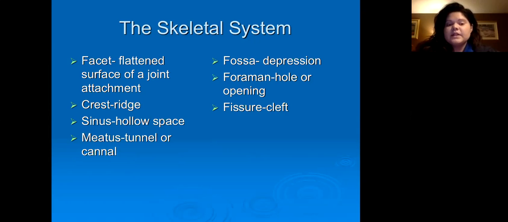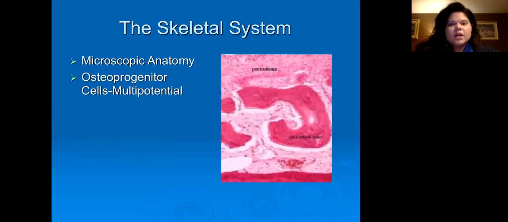A sinus is a hollow space. Those are mainly in the face. You can find a lot of sinuses that are present. A meatus is a tunnel or a canal. A fossa is a depression. A foramen is a hole or opening, and a fissure is a cleft.